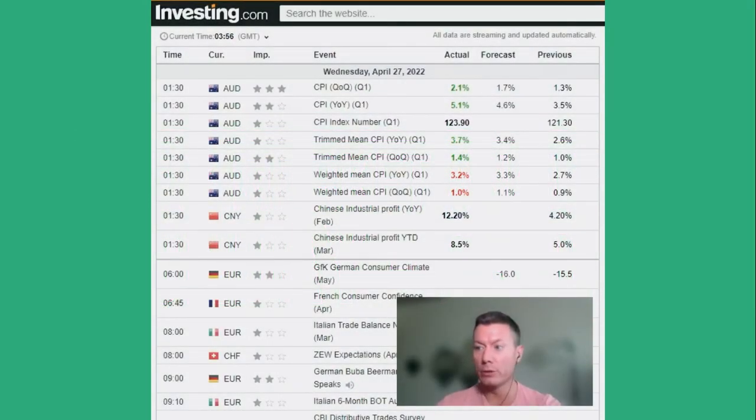Right, news for today, news for Wednesday, the 27th of April. Overnight, we had some 3-star ratings coming out of Australia. This was better than expected, so may have given the Aussie dollar a little bit of strength. But that's been and gone.